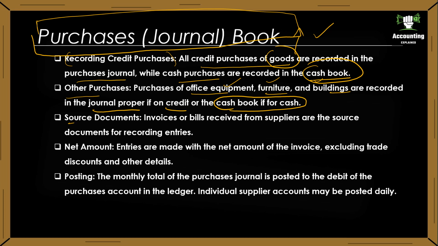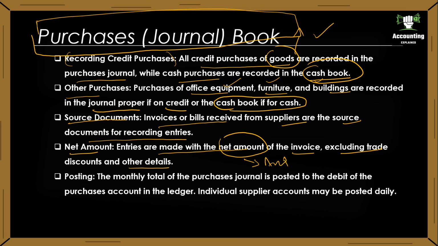Source document. Invoices or bills received from suppliers are the source document for recording entries. So the invoices or bills you will receive from the suppliers of those goods, no? So those are the source documents for recording in the purchases journal book. Net amount. Entries are made with the net amount of the invoice excluding trade discounts and other details. Net amount is the final amount which we are going to pay in the bill. Bill amount to be paid will be there in the bill.